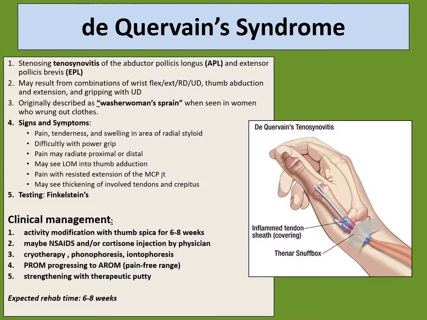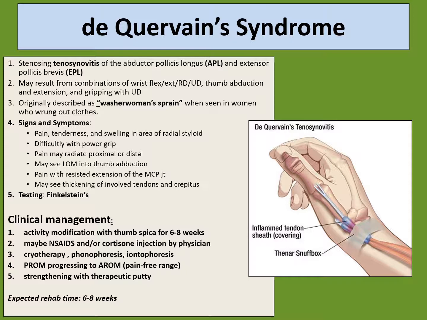So what is the clinical management for this? Any activity caused by overuse is going to need rest and activity modification. They can also be put in a thumb spica splint so that they can rest, usually for 6 to 8 weeks. The physician may prescribe NSAIDs or give a steroid injection.